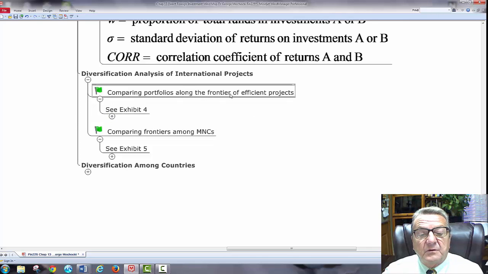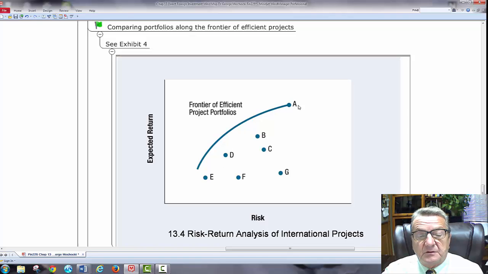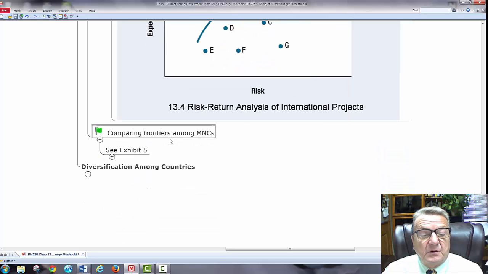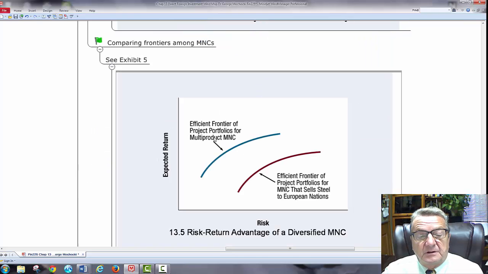Okay, diversification, analysis of international products. You compare portfolios among efficient frontier products. I'm comparing them. So I'm looking at what's going on. Frontier product, which one is the highest one? Which ones are at risk? Return analysis internationally. This is where I want to shoot at. Okay, comparing frontiers among MNCs. Again, now I'm looking at this with efficient frontier project portfolio for MNC that sells steels in the European Union. So you have different lines that you have to look at. What's the risk and the return? Which one am I going to do?